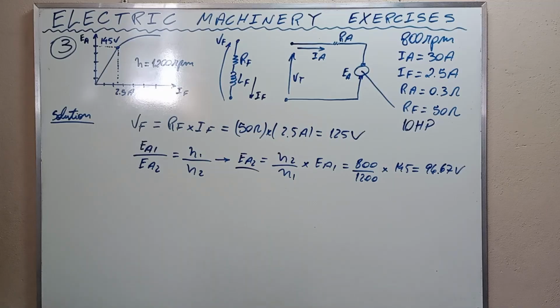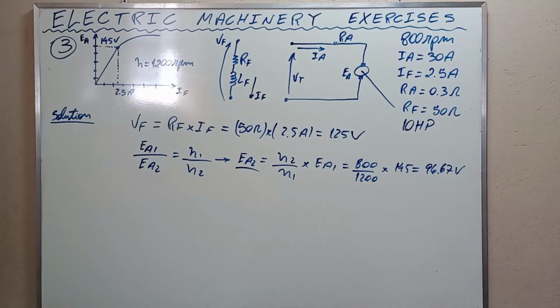Alright, from the magnetization curve we see that IF is 2.5 for the induced voltage of 145 volts at the velocity of 1200 RPM. And using this linear relationship, we found that EA2 is equal to 96.67 volts. Okay, my friends?